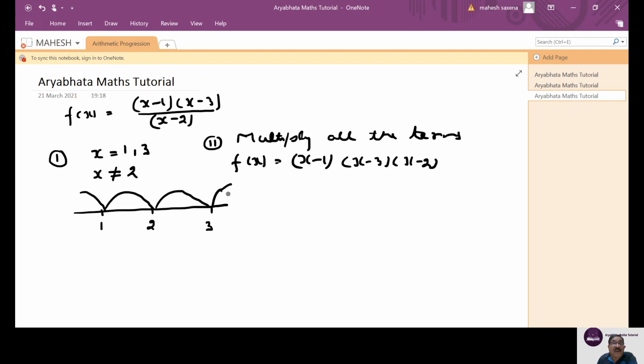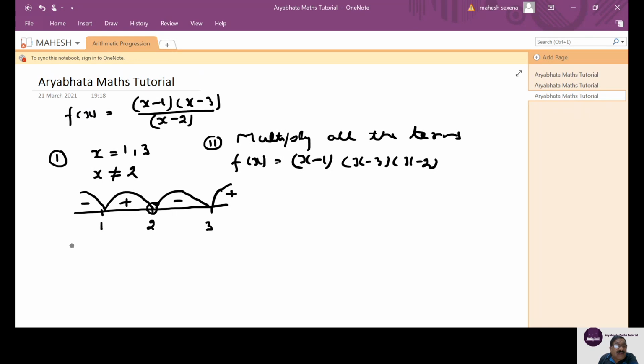Now mark from right hand side positive, negative, positive, negative. Now since x is equal to 1 and 3 can be considered, therefore this and this can be considered, but x cannot be 2. We are encircling this x equal to 2.